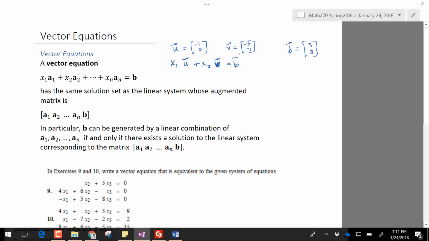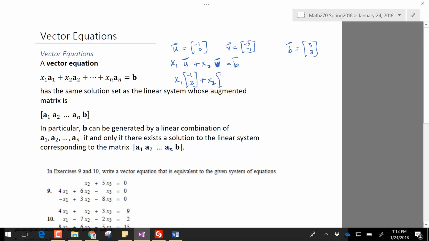So we can set up a vector equation to say what value of x1 and x2 do I multiply u and v by to get b? Now we know the answer because we made up that problem in the previous page, but let's just walk through this and examine it and make it look like a vector equation and then make it look like a matrix. So our vector equation will end up looking like, well, we can expand this or just write down the actual vectors that we have.